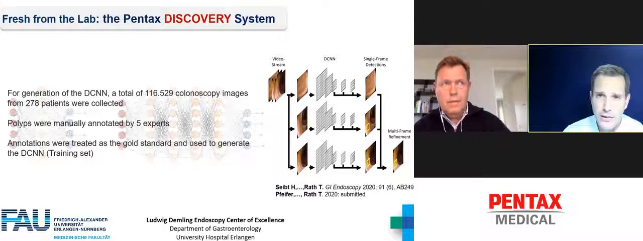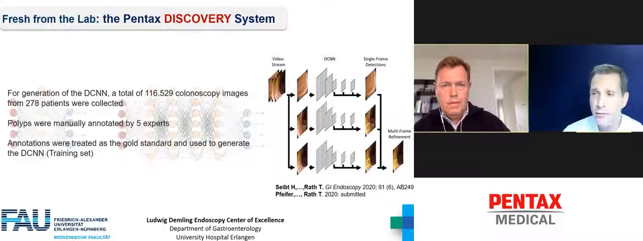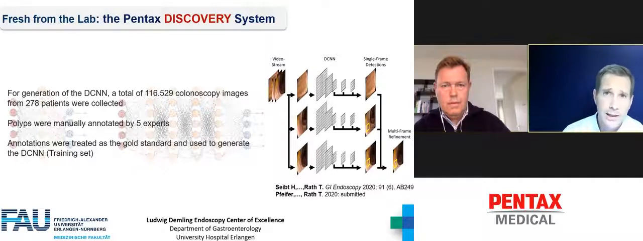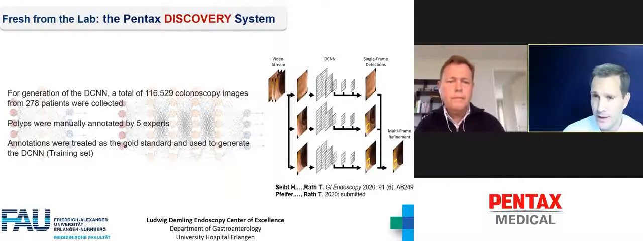To train this system, which is called Discovery, we collected more than 115,000 colonoscopy images from nearly 300 patients during routine colonoscopy. And afterwards, and this is also a labor-intensive part, in every single image, those polyps that are there have to be manually annotated. We did this by involving 5 experts in the field, and those manually annotated images were then treated as the gold standard and used to generate the DCNN. So this is our training set.